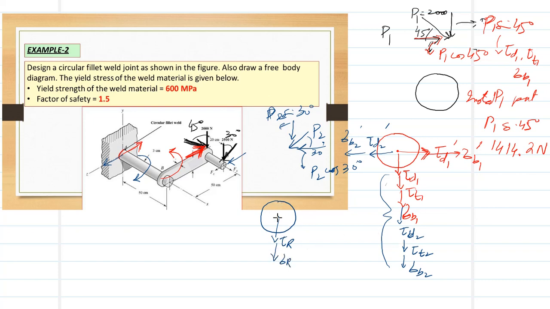Now, if you look at the problem, we have additional stresses, tau D1 prime here, clear, and we have tau D2 prime here, and sigma B2 prime. Similarly, we have tau D1 prime and sigma B2 prime. Now what we have to do is try to find the resultant torsional, resultant bending, and the resultant shear stress.